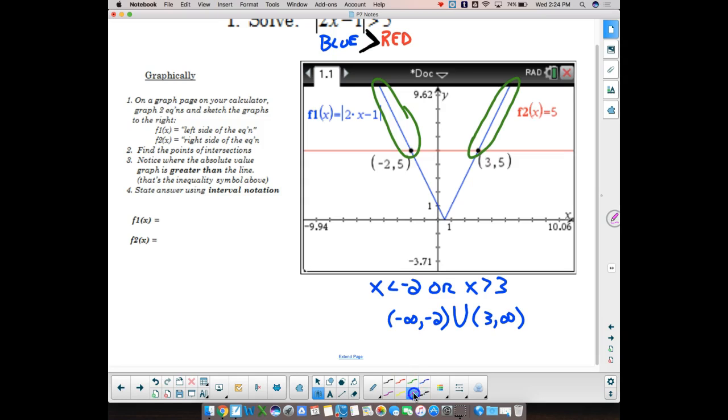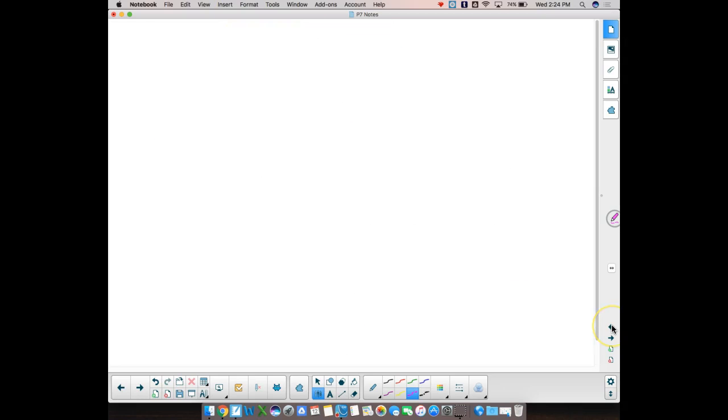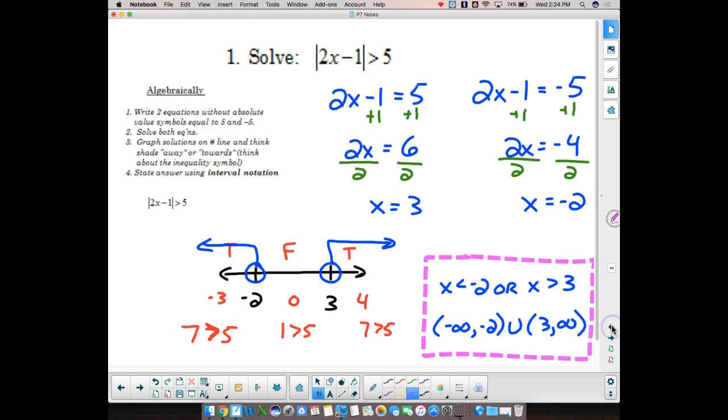And those two, since this is the same problem, those two should be the same. Oops, I got an extra page in there, I guess. Okay. And those two boxes end up being the exact same thing.